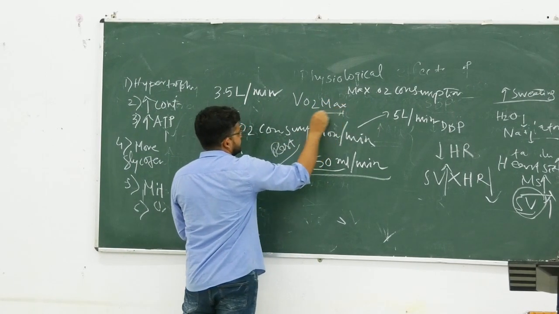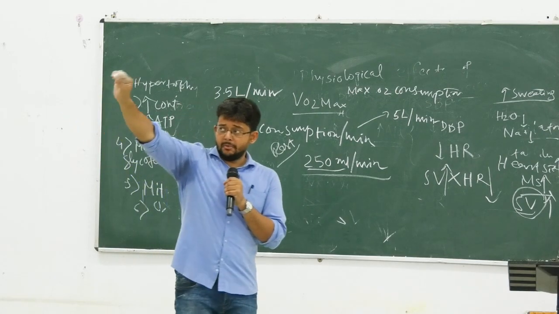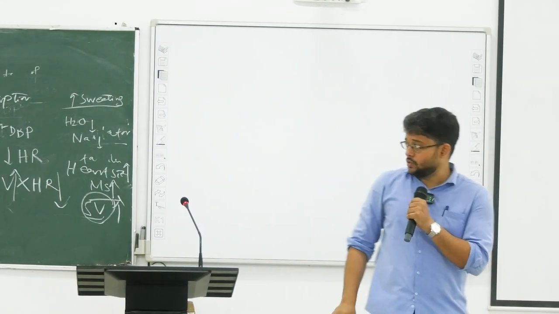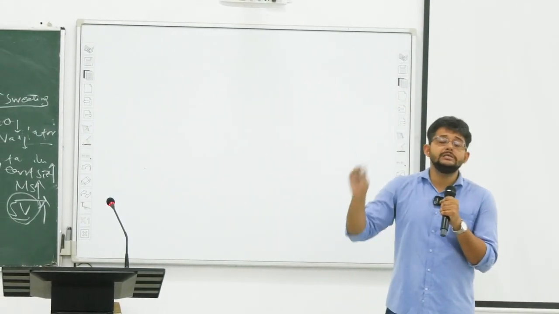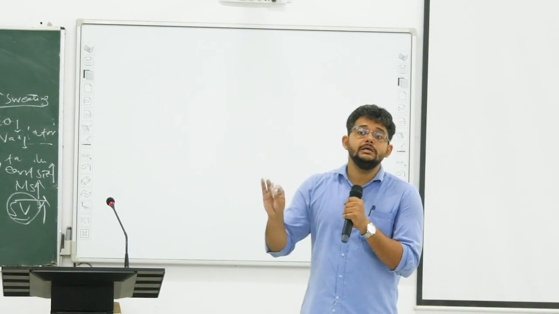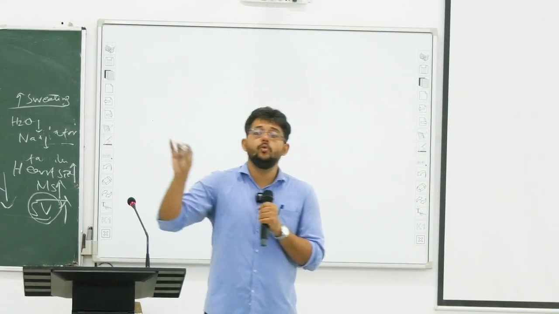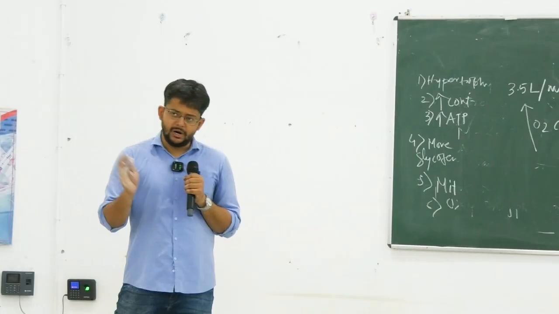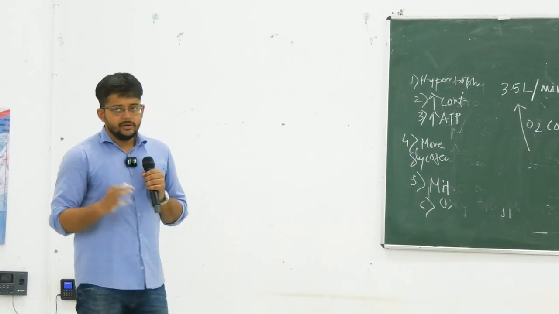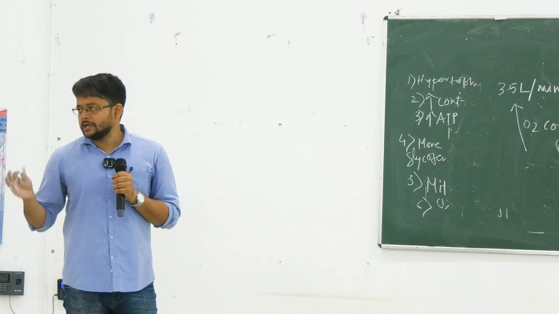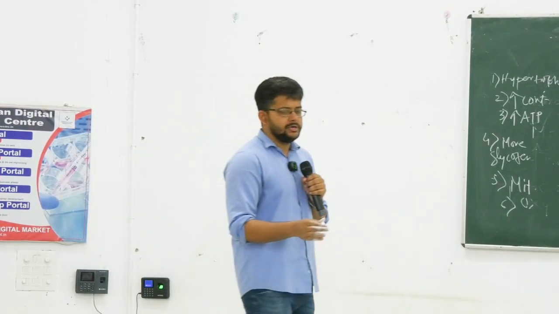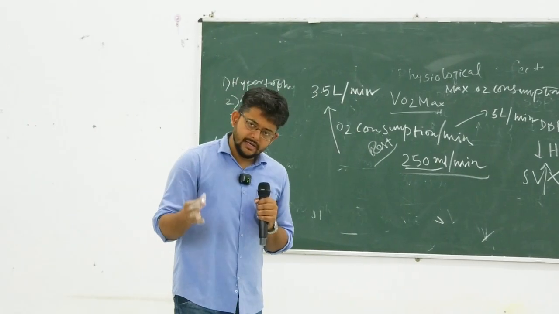So what is the VO2 max? VO2 max is the maximal amount of O2 consumption during severe exercise per unit time. That is VO2 max. So it can reach 5 liter per minute in case of severe exercise by a trained person, and 3.5 liter per minute in case of severe exercise by an untrained person.